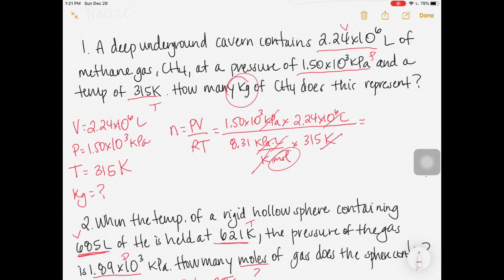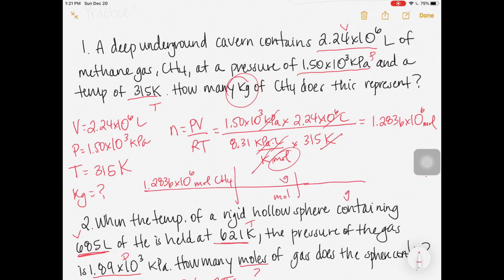I'm not going to round significantly here because I'm not done. I got a huge number, so I'll put it in scientific notation: 1.28336 times 10 to the 6. And that's moles of CH4. Okay, so I'm not done, because I was asked for kilograms. From here, of course, we can turn moles into grams using molar mass, and then turn grams into kilograms.